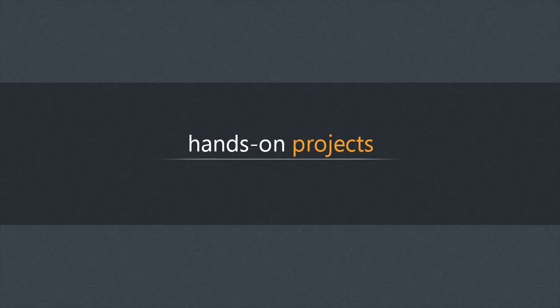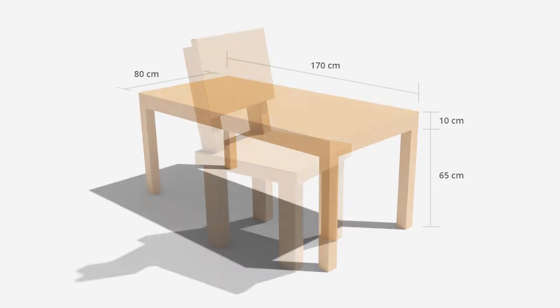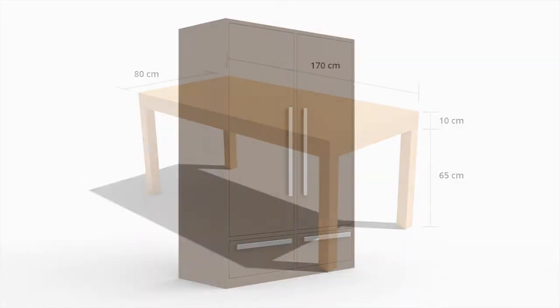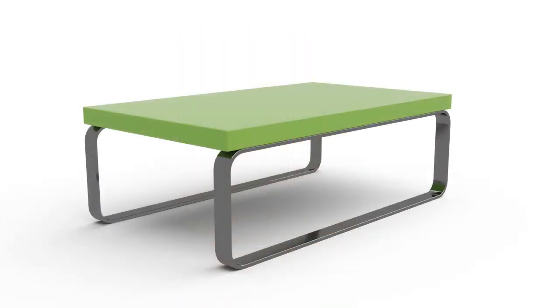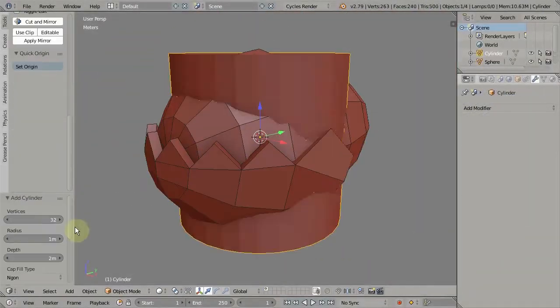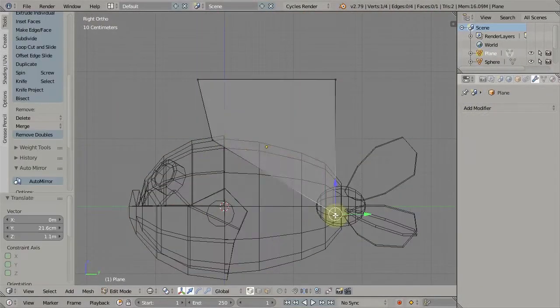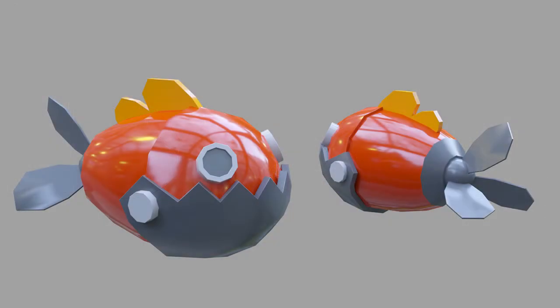We're going to start with simple objects, such as a kindergarten chair and a simple table. Then we're going to create a wardrobe using precise real measurement unit. Then we're going to model this coffee table object. After that, we're going to create this security outpost from scratch, also with precise real measurement unit. And at the last project, we're going to escape from reality to fantasy object. We're going to create this fish submarine model from a sphere object and several plane objects until finish.